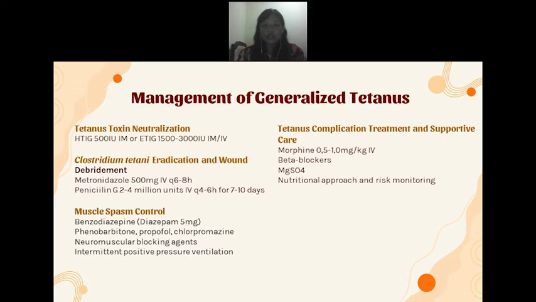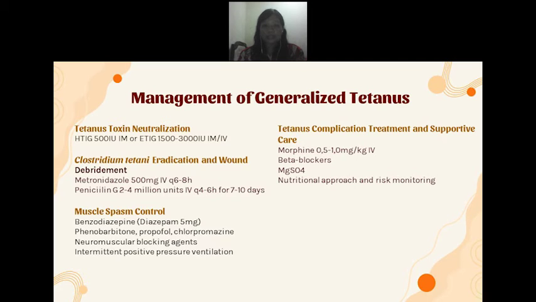The second one is Clostridium tetani eradication and wound debridement. The drug of choice for Clostridium tetani eradication is metronidazole 500 mg intravenously, given every 6 to 8 hours a day. Penicillin G can also be given as an alternative medication at a dose of 2 to 4 million units intravenously every 4 to 6 hours, and the duration of treatment usually takes 7 to 10 days. Wound debridement is also important because it may help eradicate spores and necrotic tissue from the wound site. The next one is muscle spasm control.